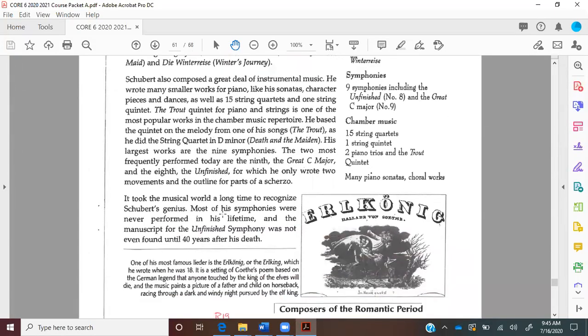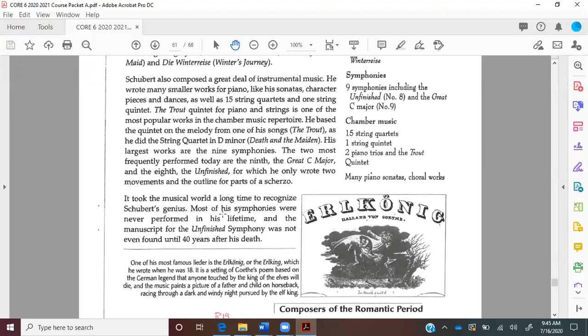Schubert also composed a great deal of instrumental music. He wrote many similar works for piano, like smaller works for piano, like his sonatas, character pieces, and dances, as well as 15 string quartets and 1 string quintet. The Trout Quintet for piano and strings is one of the most popular works in the chamber music repertoire. He based the quintet on the melody of one of his songs, the Trout, Die Forelle. We're going to actually study that song, as he did the string quartet in D minor, Death and the Maiden.